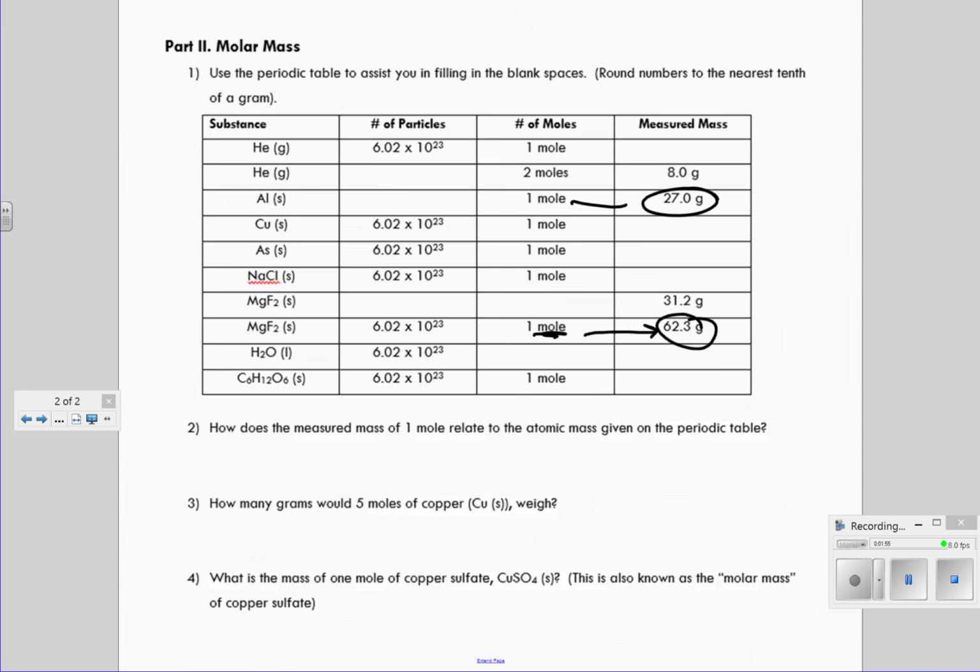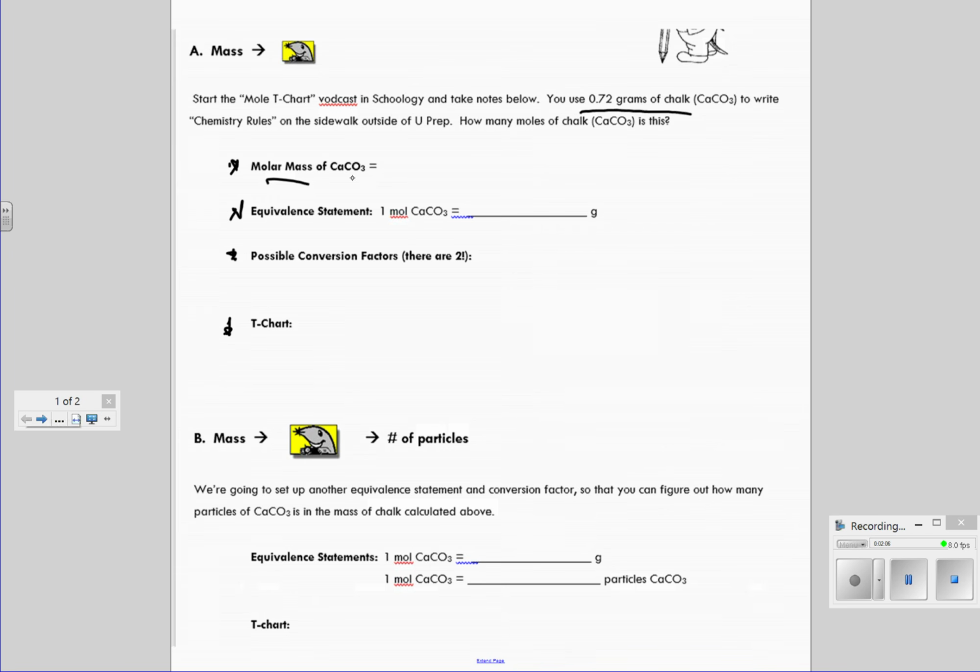1 mole of aluminum is 27 grams. 1 mole of magnesium fluoride is 62.3 grams. These numbers, like I said, we find them on the table. So let's go back here. How would we find it for calcium carbonate, CaCO3?